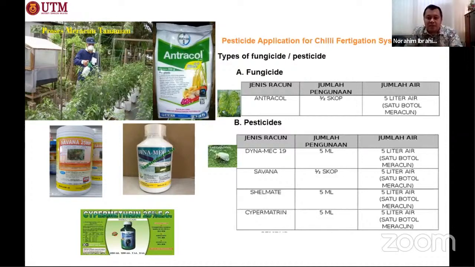So what types of pesticides? They have Dyna, Mac 19, Savannah, Shellmate, cypermethrin. These are all the common pesticides. They spray them on a regular basis. Maybe weekly. I don't know how many times because I don't use chemical pesticides when I grow chilies. I use an organic approach. So this is just an introduction.